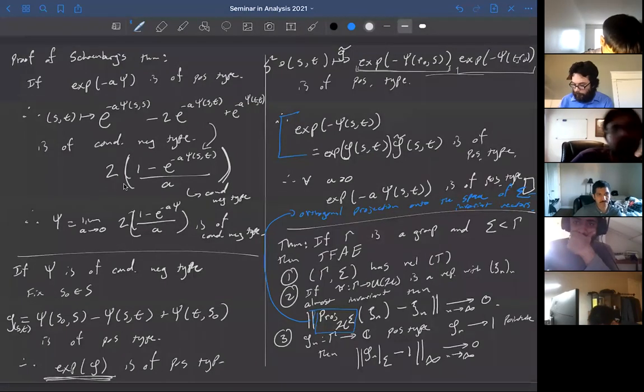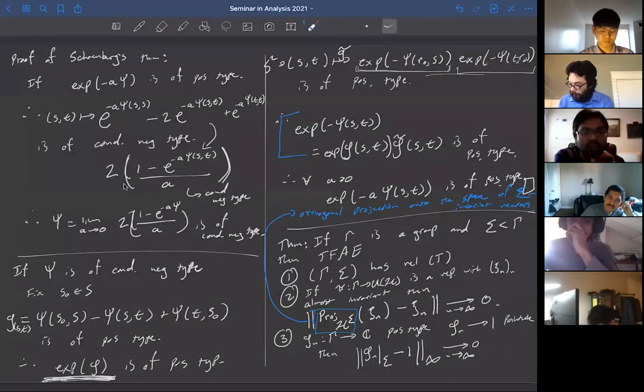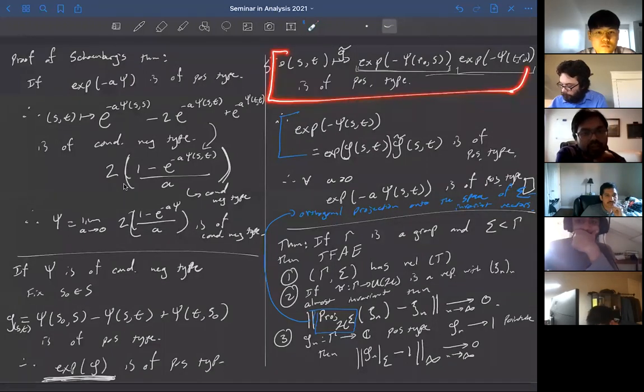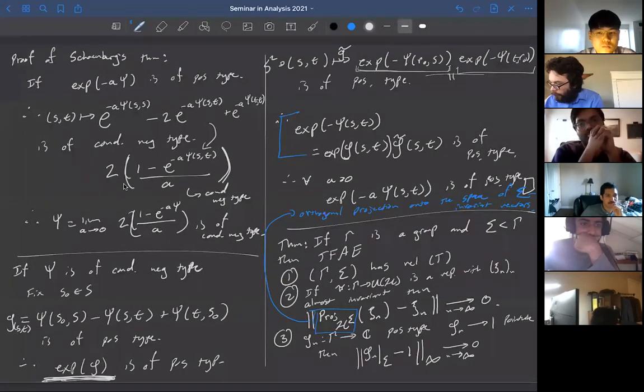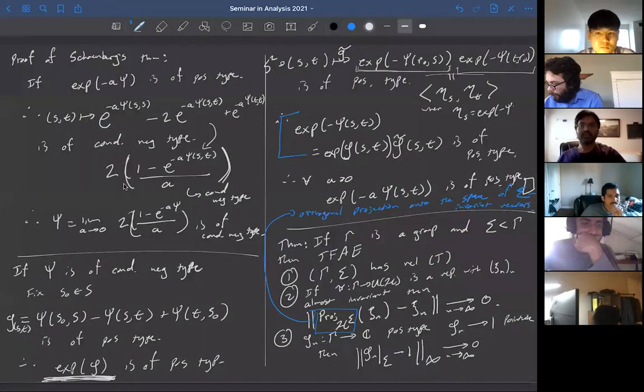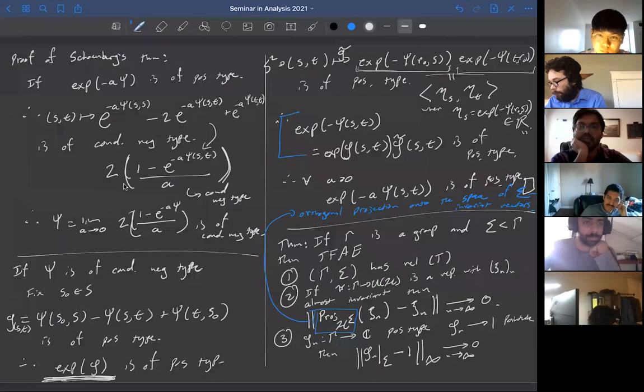So here I notice that the exponential is of positive type. Yeah, so here we notice that this phi tilde is of positive type here. And here we notice that the exponential of phi is of positive type here. So therefore the product of these two is of positive type. But why is the phi tilde of positive type? This is because we can rewrite this. This is nothing but the inner product of eta s with eta t, where eta s is the exponential of negative c of r naught s, which is a real number with the trivial representation. But it's a real number, so in particular, this is a Hilbert space.